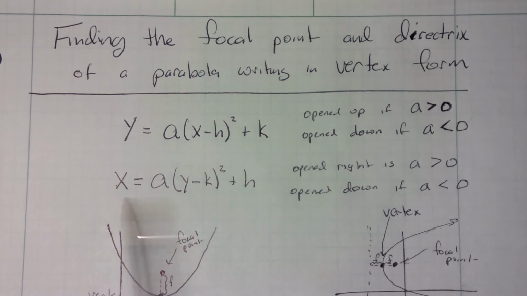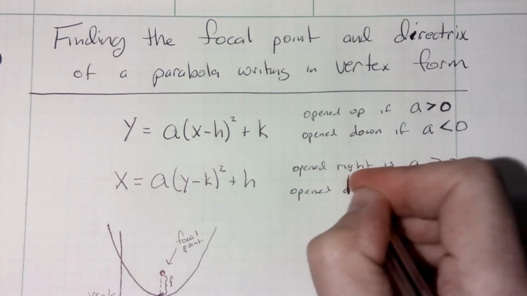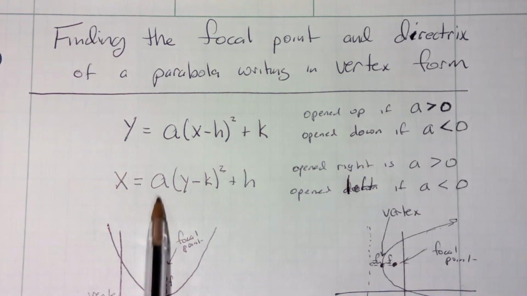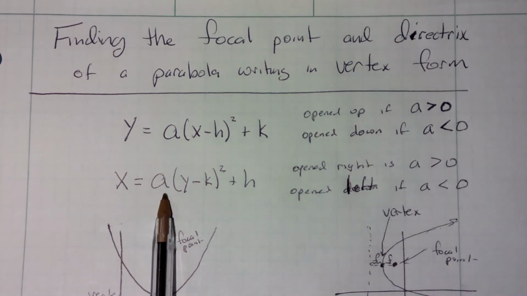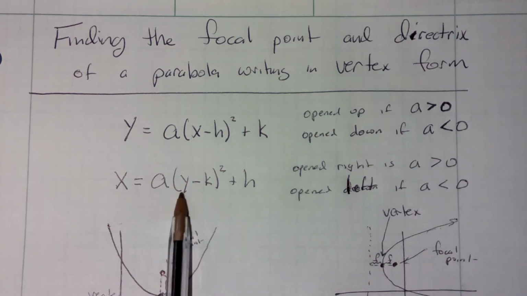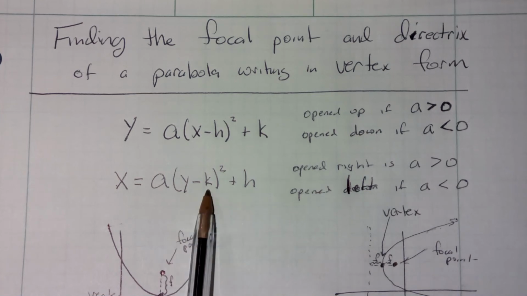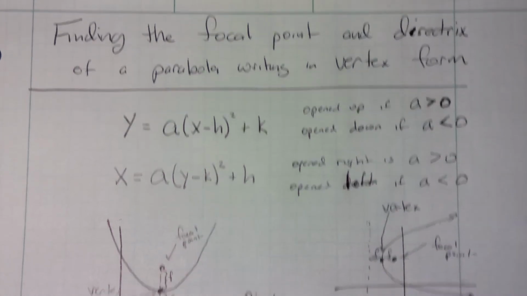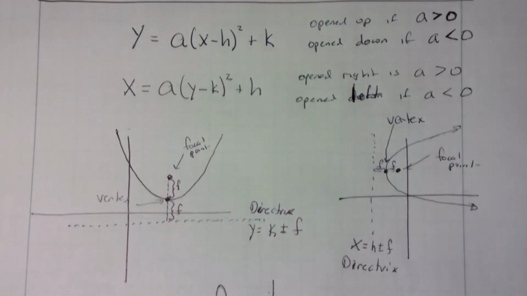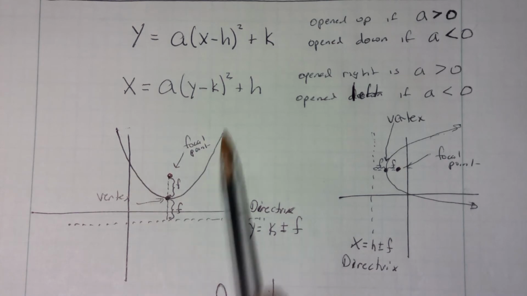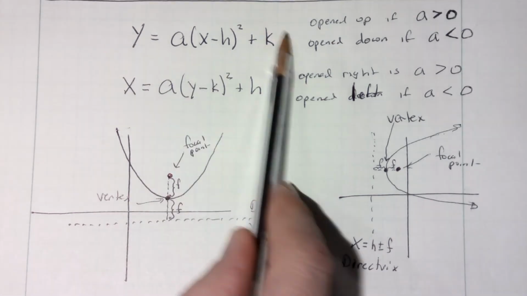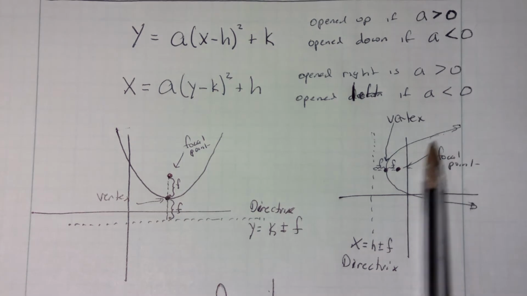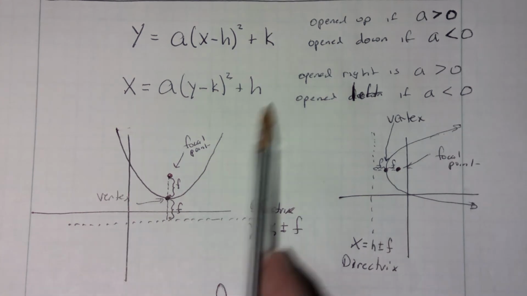Or if it opens right or left, that should be left, not down, right or left, then it will be x equals a times y minus k in parentheses squared plus h, where again k is the vertical shift of the vertex and h is the horizontal. So again, here we have the two examples. This one opens up, so this would be similar to the top equation. This one here opens to the right. That'd be similar to the bottom equation.